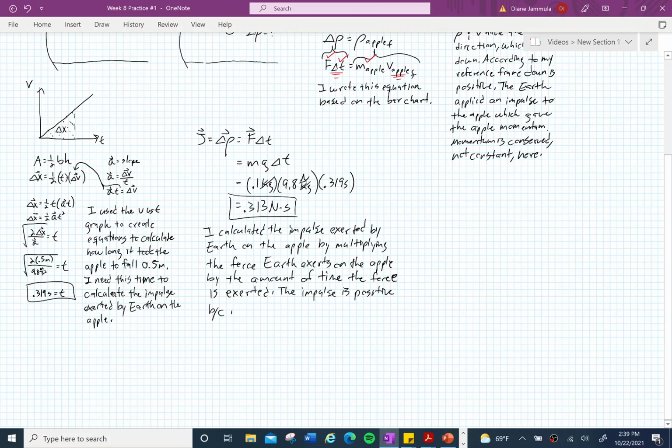Because it points down, which is the same direction as the force. And I called down the positive direction.